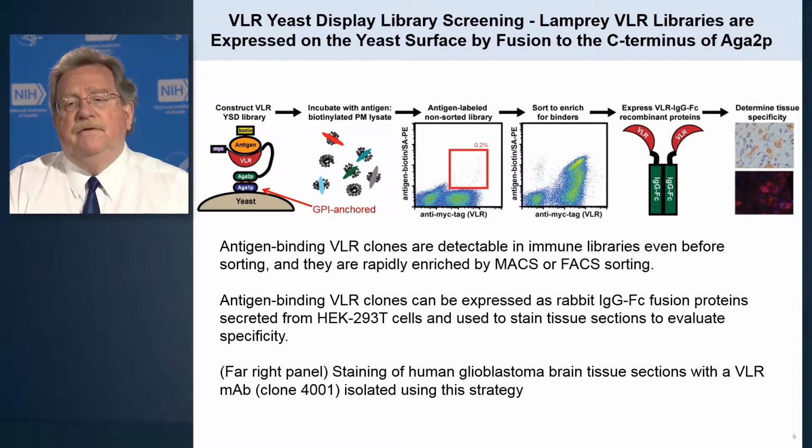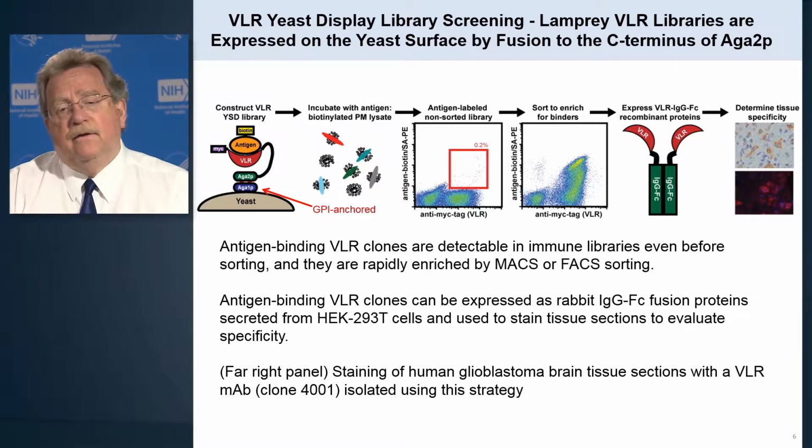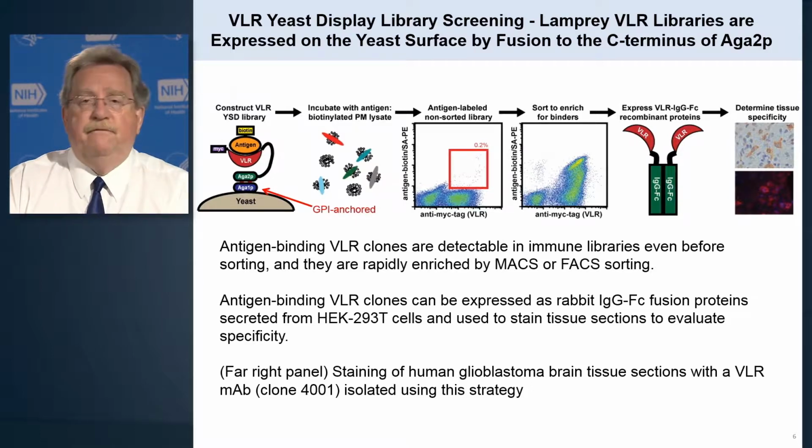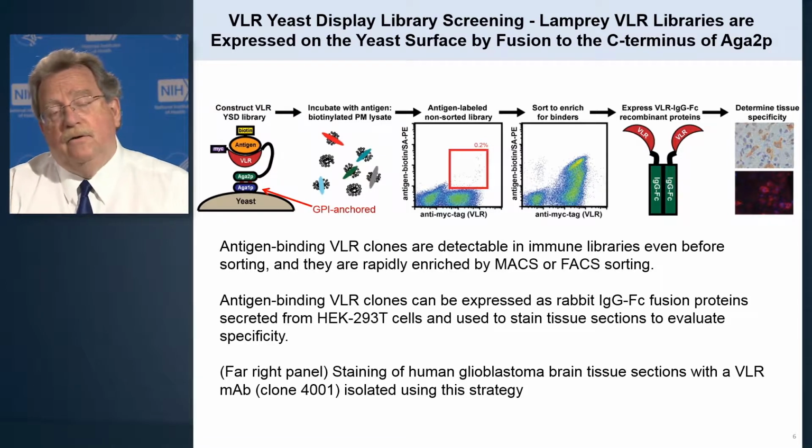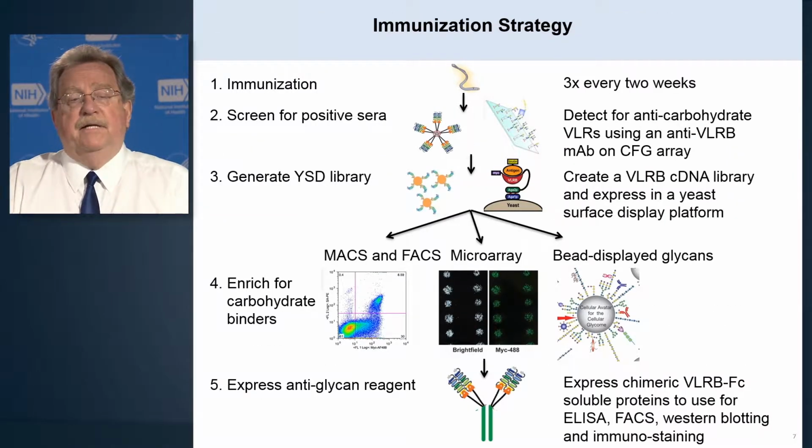Now we can take those VLRs that are attached to an antibody, a human antibody in fact now, and that's called a chimera. And we can take those and screen them on tissue and find out what they bind to and what tissues they bind to. Now this slide depicts our strategy.